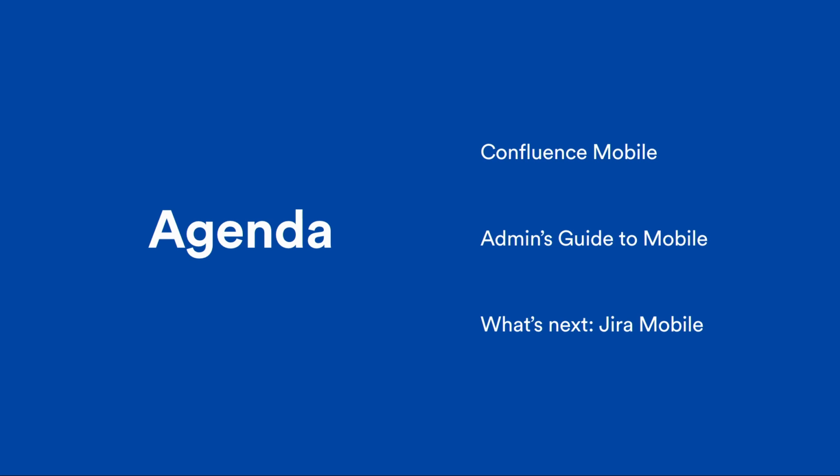So, with that in mind today, I'll be running you through 3 ways in which you can get work done anytime, anywhere with the Confluence mobile app. I'll then be going through a 3-step guide for our admins so you can get set up with mobile in your own organizations. And finally, I'll be giving you a preview of our Jira mobile app and a chance to sign up for our beta.